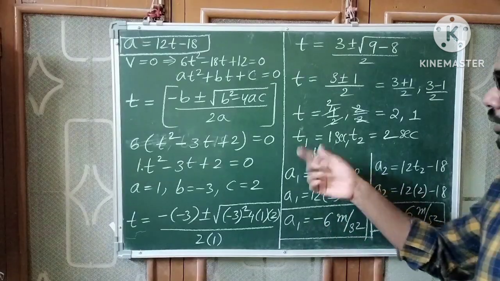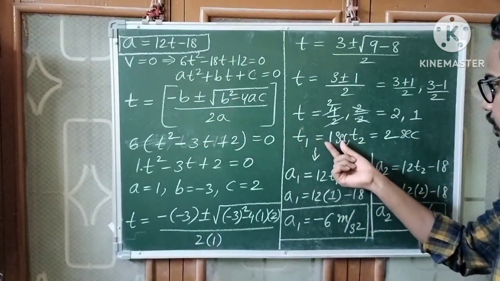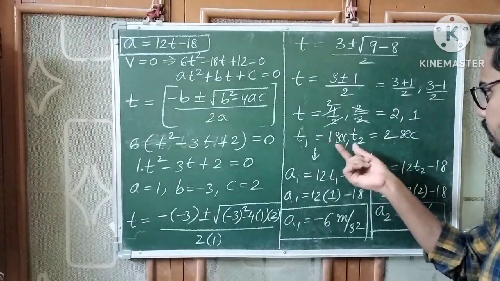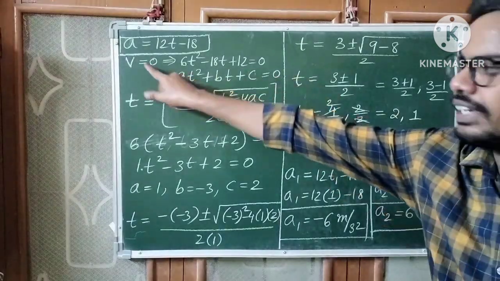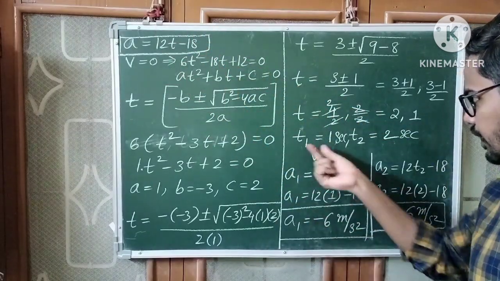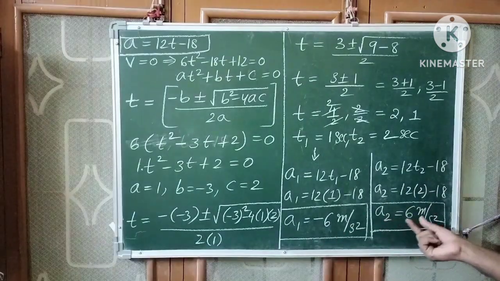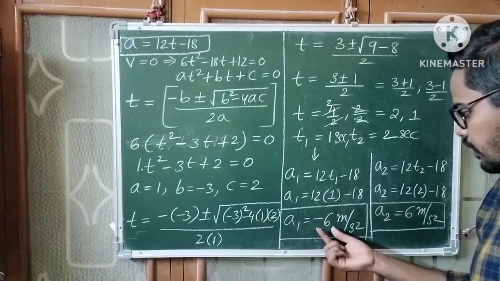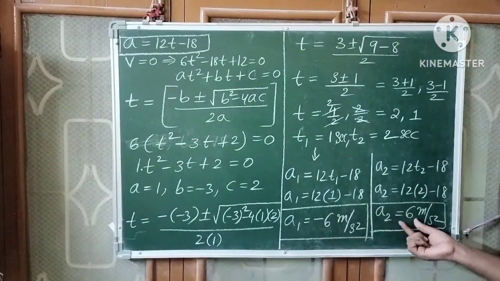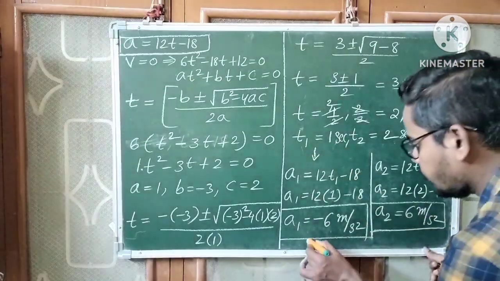So here the velocity of the particle is 0 when time t1 is equal to 1 second or t2 is equal to 2 seconds. In both cases, at t1 equal to 1 second and t2 equal to 2 seconds, the velocity of the particle is 0. Now the corresponding accelerations: at t1 equal to 1 second, a1 is equal to -6 meter per second square, or a2 is equal to 6 meter per second square. See, in one case we have got negative acceleration, in another case we have got positive acceleration, depending upon the time. Okay, so these two are the final answers.